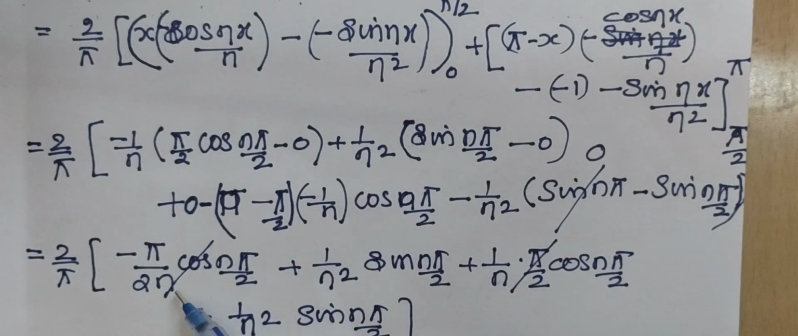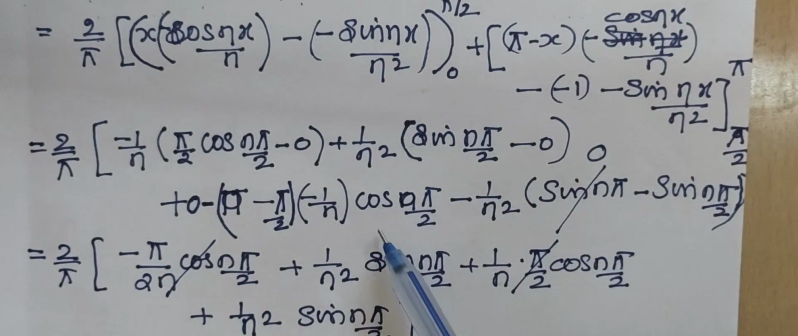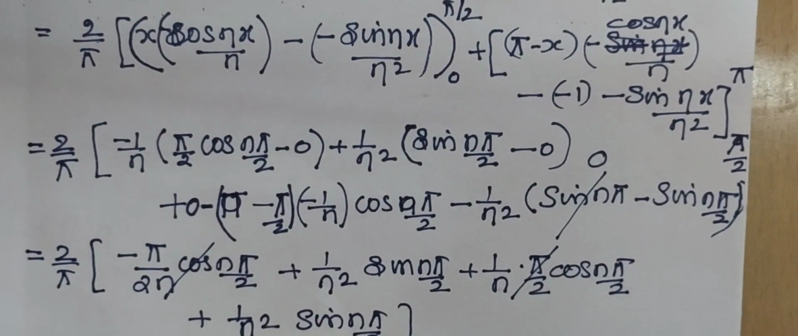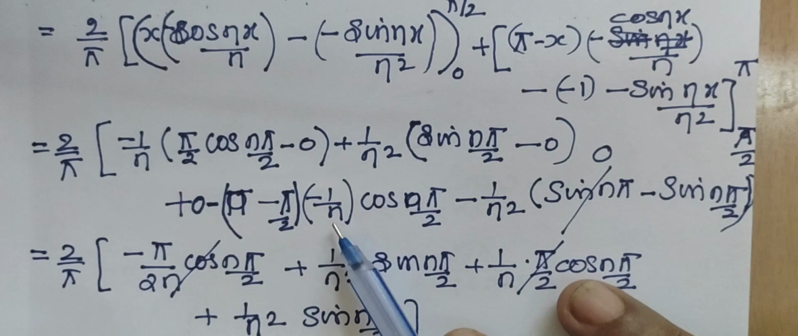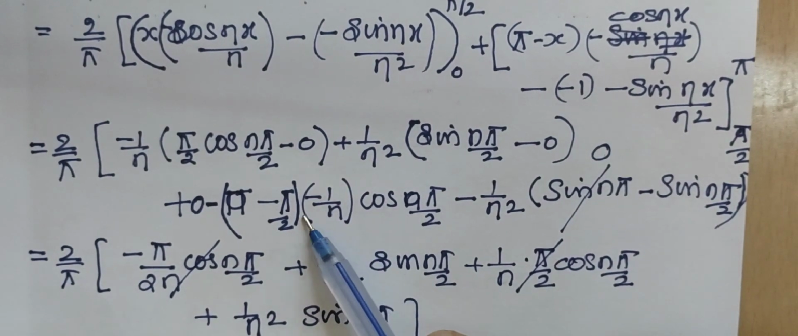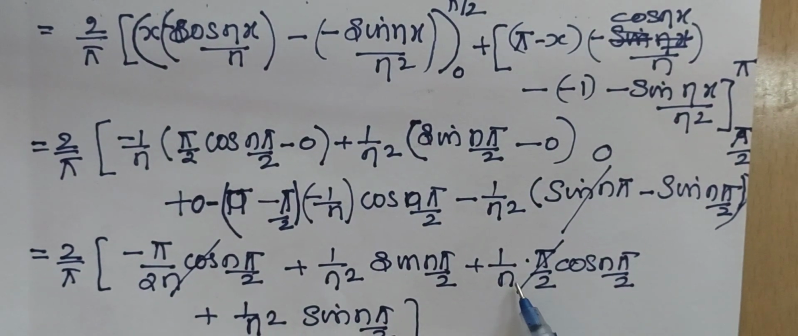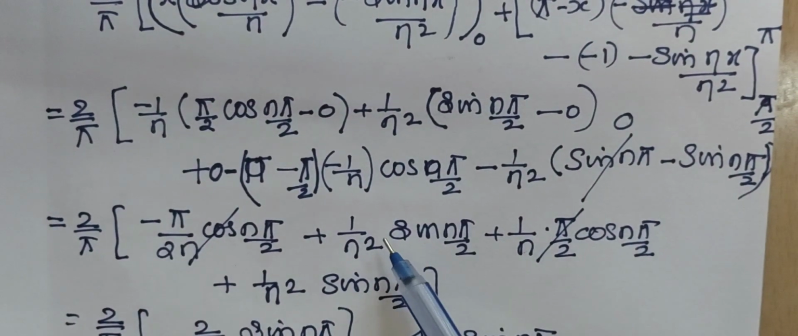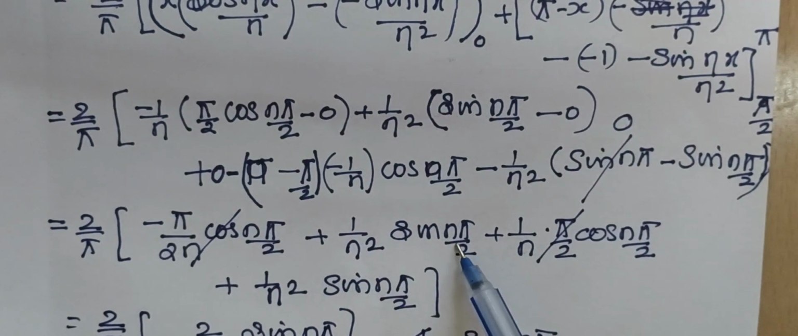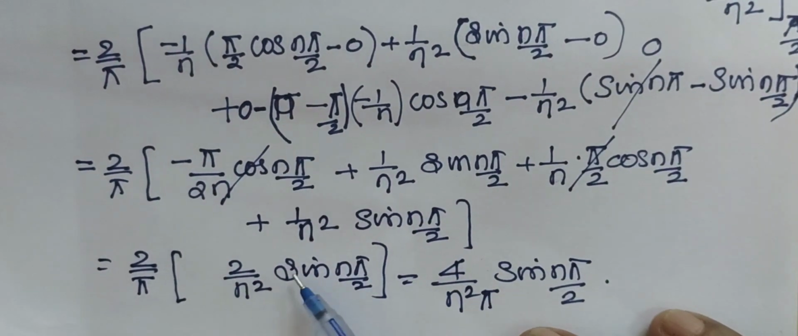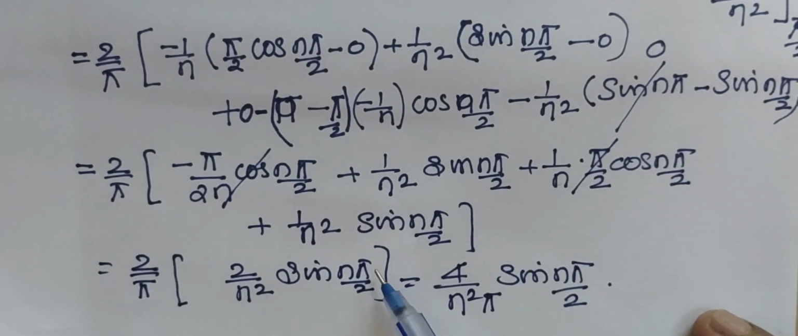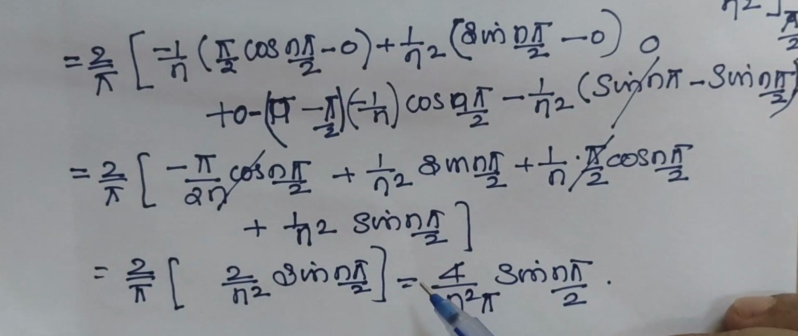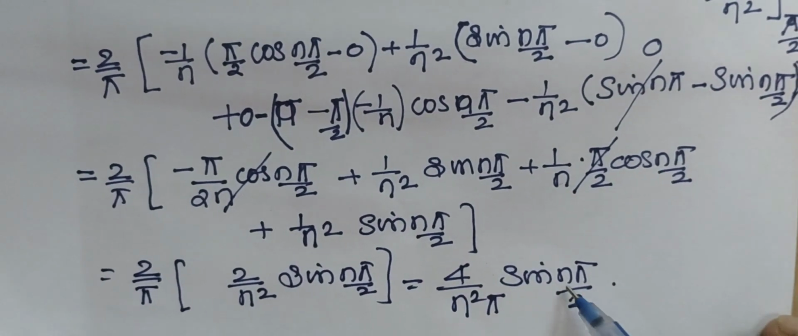So we get minus pi by 2n cos n pi by 2 plus 1 by n square sin n pi by 2 plus, minus into minus, plus 1 by n square sin n pi by 2. Here pi by 2 into minus 1 by n is minus 1 by n pi by 2, and with one more minus, total minus into minus is plus, that is 1 by n pi by 2 cos n pi by 2. So the first and third terms cancel. There are only 2 terms remaining, 1 by n square sin n pi by 2 plus 1 by n square sin n pi by 2. That can be written as 2 by n square into sin n pi by 2. Don't put any value for sin n pi by 2 because it doesn't have a fixed value. So the result is 4 by n square pi into sin n pi by 2.